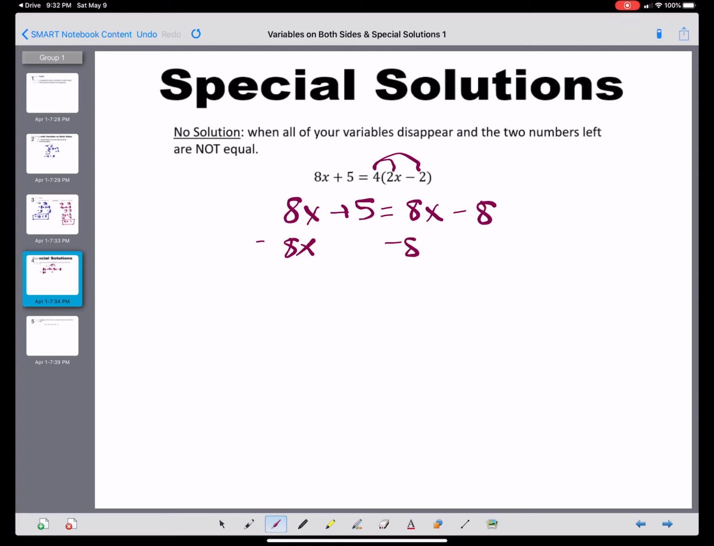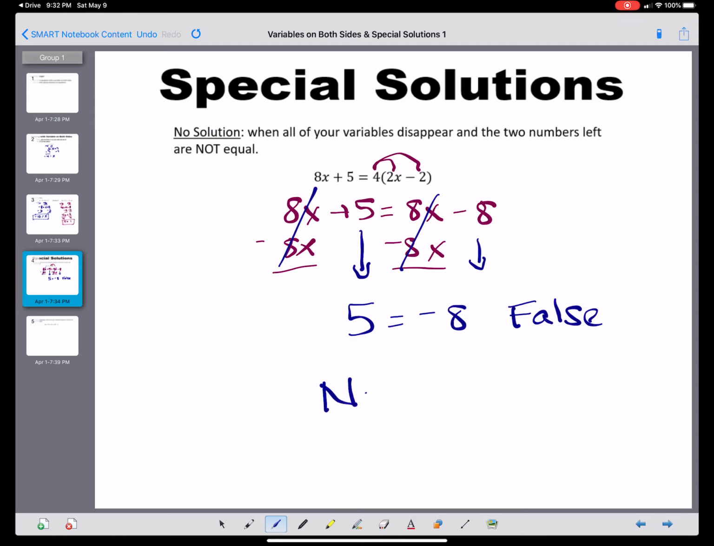Well, I subtract 8x to both sides, and what happens is these actually go away. And I end up with, I'm going to bring down this 5 and bring down this negative 8. I end up with 5 is equal to negative 8. So this is that no solution where the variables go away and the two numbers that are left over are not equal to each other, because 5 does not equal negative 8. This statement is false. So if it's false, we're going to say then there's no solutions.